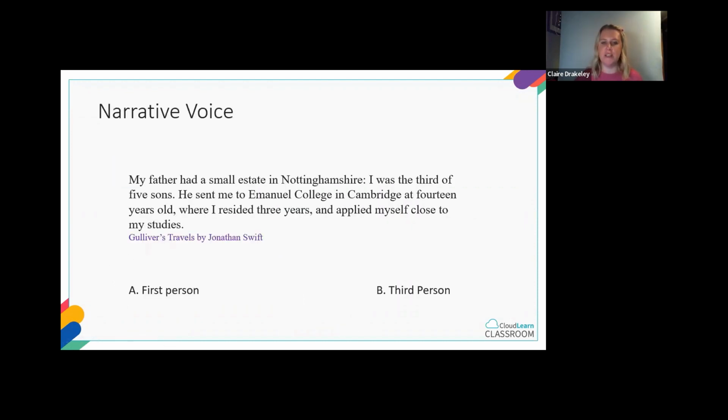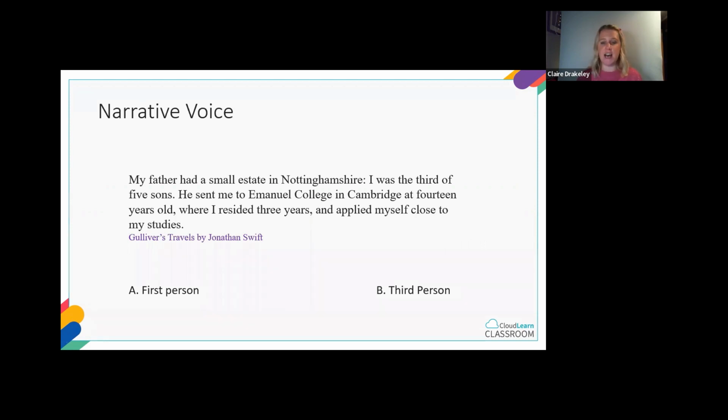So, narrative voice. All stories must be told by someone. Therefore, the narrative voice will always come from a certain perspective or point of view. As we have previously discussed, the most popular types of narrative voice are first and third person. It is key that the author chooses a narrative voice that fits the story he or she is telling.